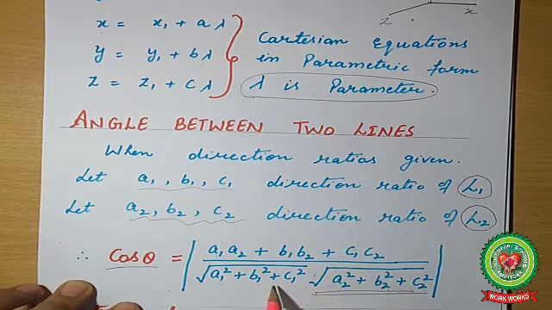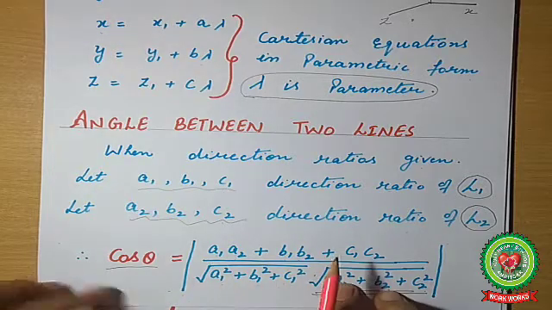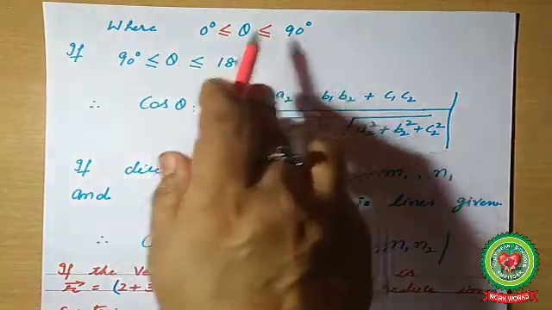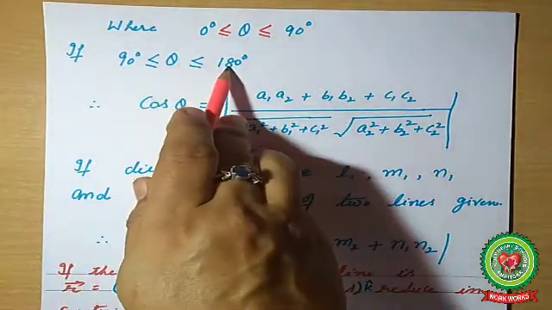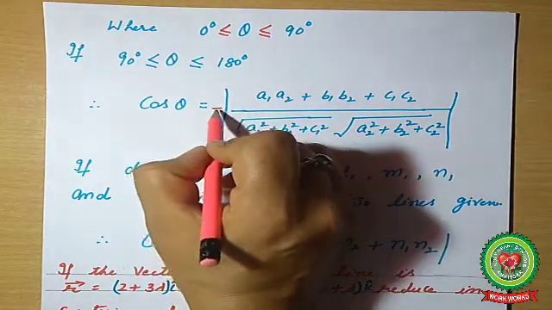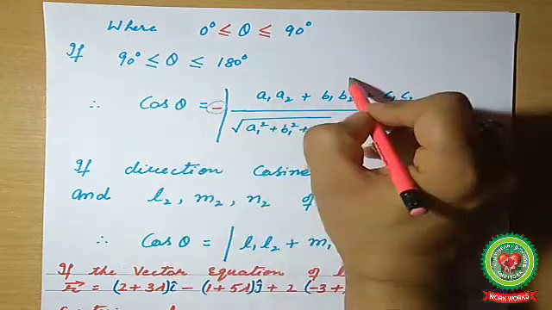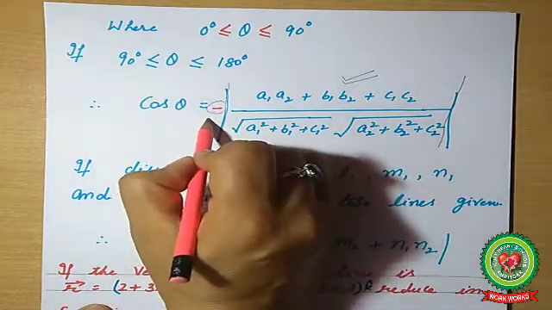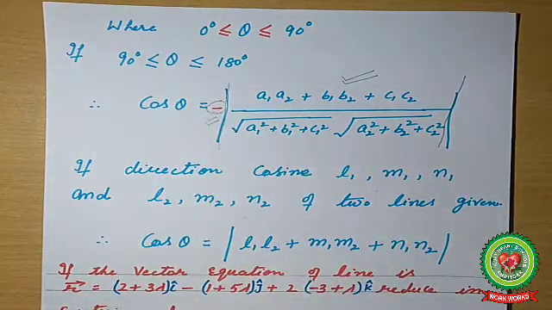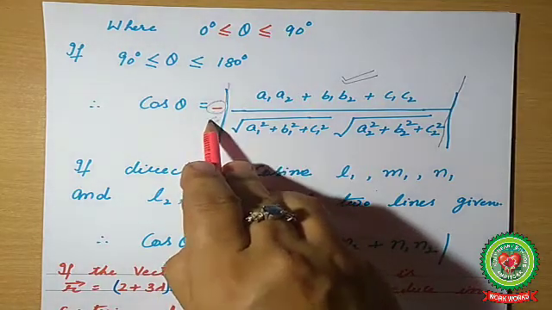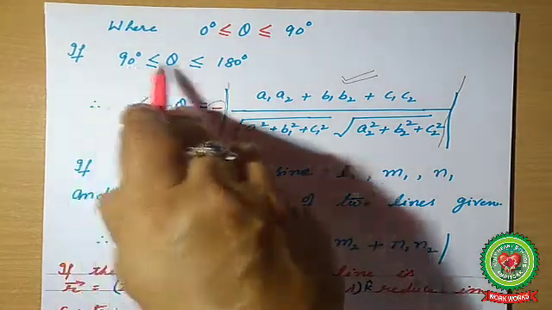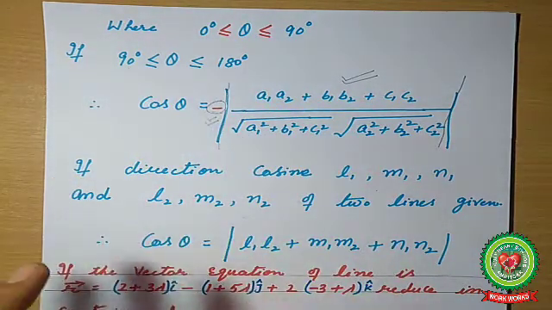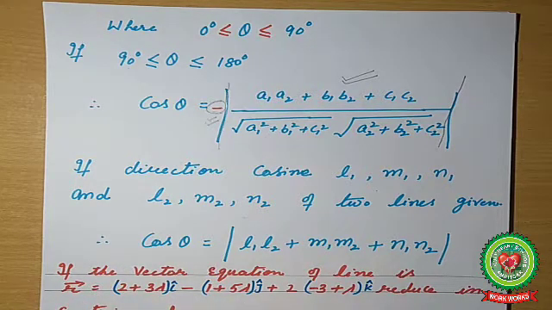Now students, this value is always taken positive when the angle lies between 0 and 90 degrees. But if the angle lies between 90 degrees and 180 degrees, then we will take a negative sign here. We take all values with the help of the positive modulus, but then we put a negative sign there. Or you can say that if a negative sign is there, then the angle lies between 90 degrees and 180 degrees. These are the ways we can find the angle when direction ratios are given.